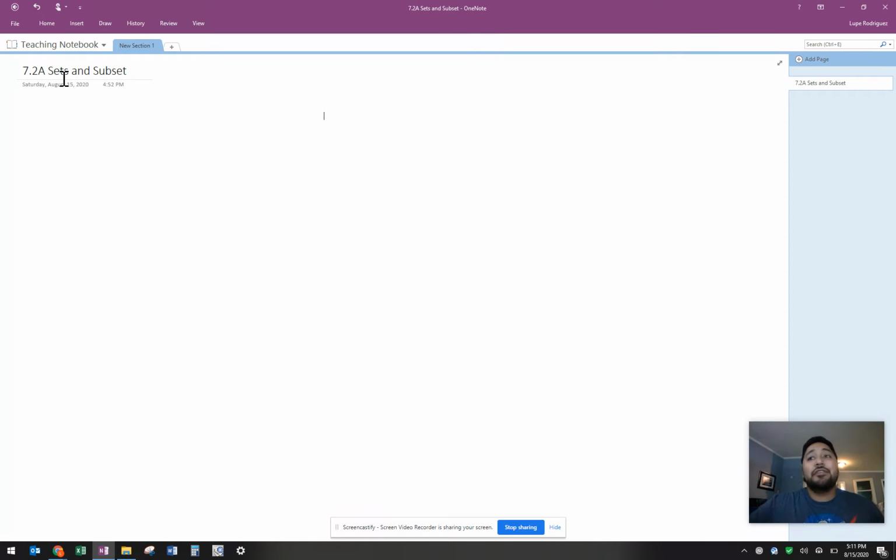We are going over 7.2a, which is the TEAC, and it's going over sets and subsets. Now, you may not know what that is, and that's okay. But sets and subsets are how we categorize numbers. First we need to go over the workings of what sets and subsets are before we go into how we use sets and subsets to categorize numbers.